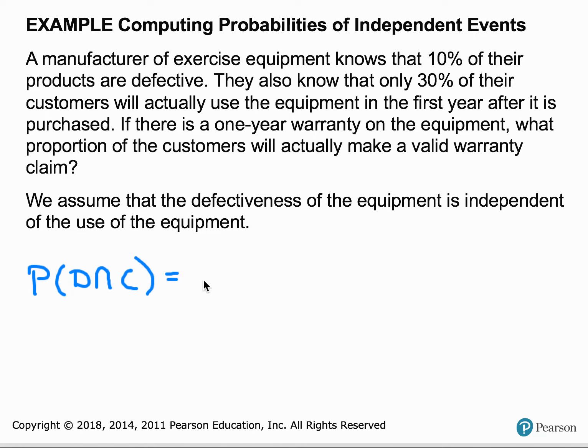So 10% of their products are defective. 30% of their customers will actually use the equipment in the first year. So what's that? 0.03, right? So 3%. And of course, they had to assume that defectiveness of the equipment is independent of the use of the equipment.